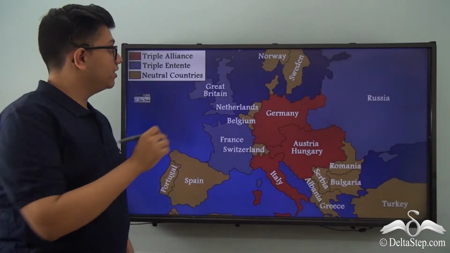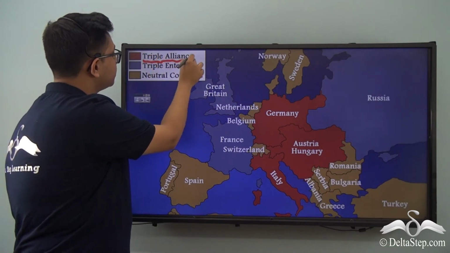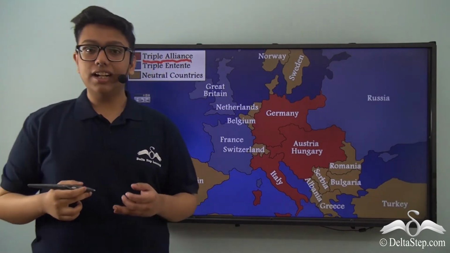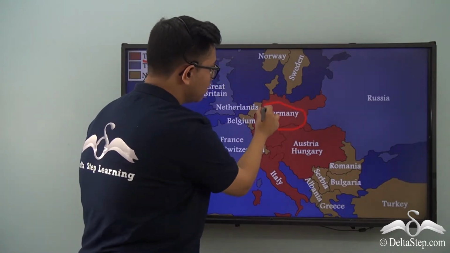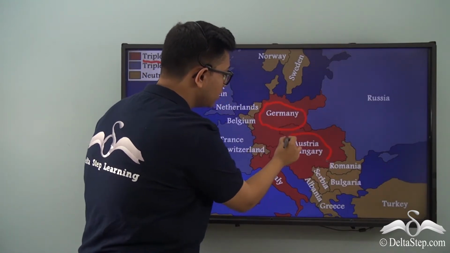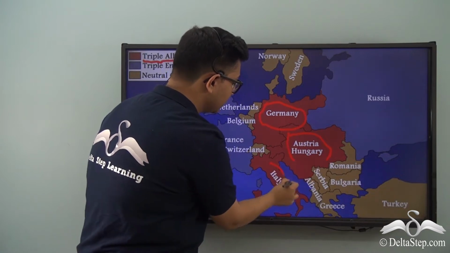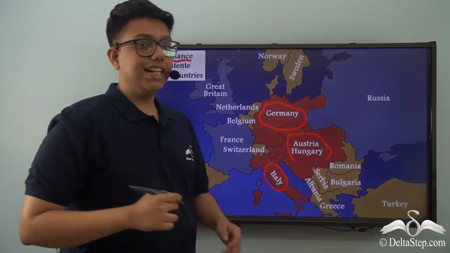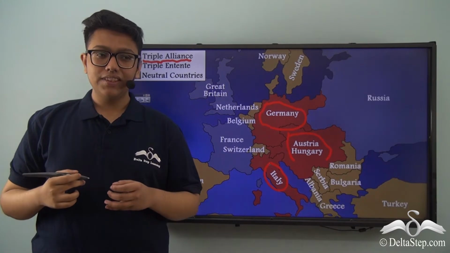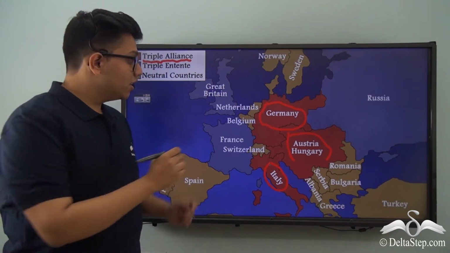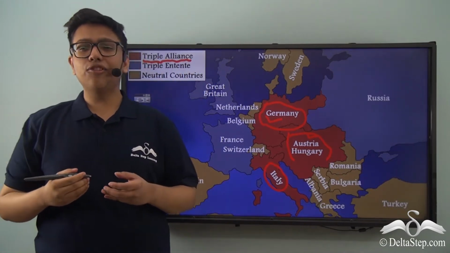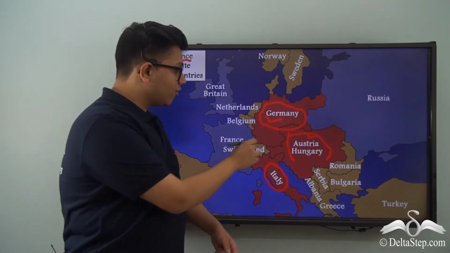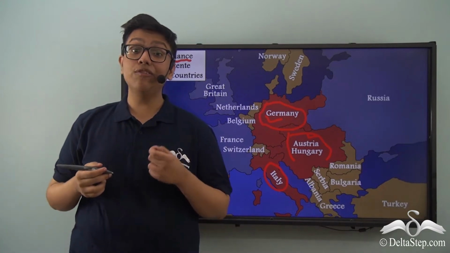Let us now see how Europe came to be divided into two camps and what these camps were. First off, we have the Triple Alliance. Now, the Triple Alliance was an understanding or an agreement formed between Germany, Austria-Hungary, and Italy in the year 1882. Now, the fun fact is, while Germany and Austria-Hungary were close allies for centuries, Italy and Austria-Hungary were actually long-time foes.